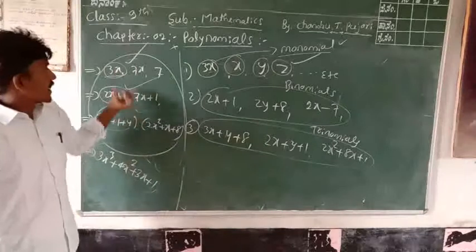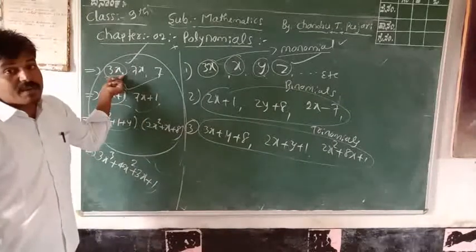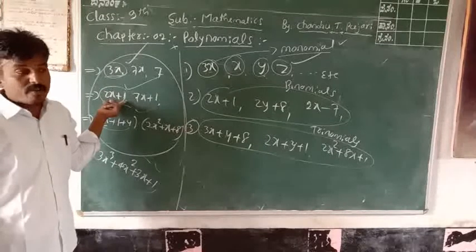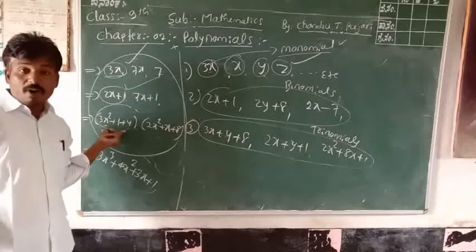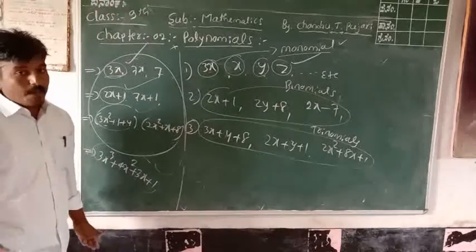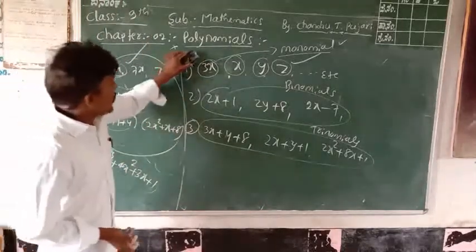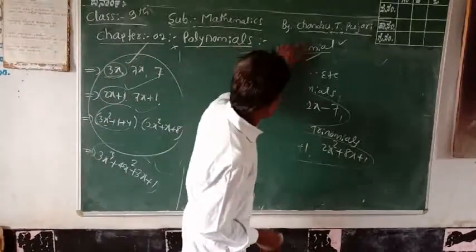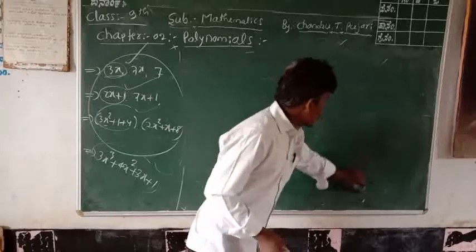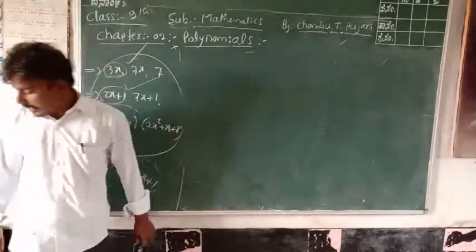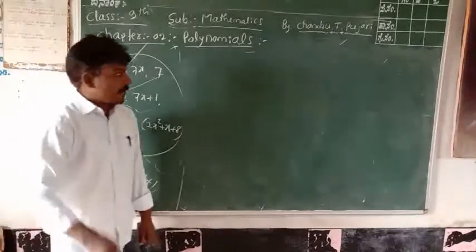Basically, a polynomial with only a single term is called a monomial. A polynomial with only 2 terms is a binomial. A polynomial with only 3 terms is a trinomial. But these are all polynomials. But you should know the definition of a polynomial. Before studying the definition of a polynomial, you can learn from another example.